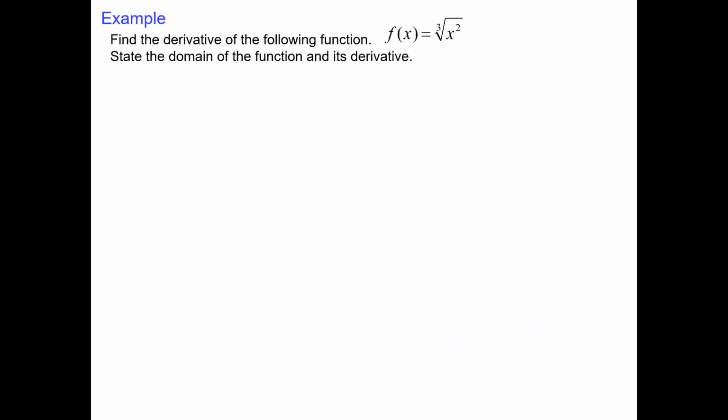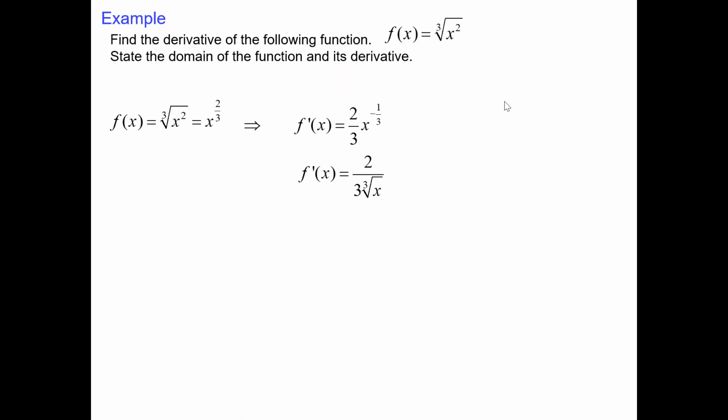Now, I have an example here just to practice. We might need different rules, but we can rewrite this function, the cube root of x squared, nicely in the power form, and then directly apply the formula: 2/3 x to the power of negative 1/3. And we can rewrite without the negative exponent, with the cube root of x in the denominator. Oh, too fast. Also, this question is asking for the domain.